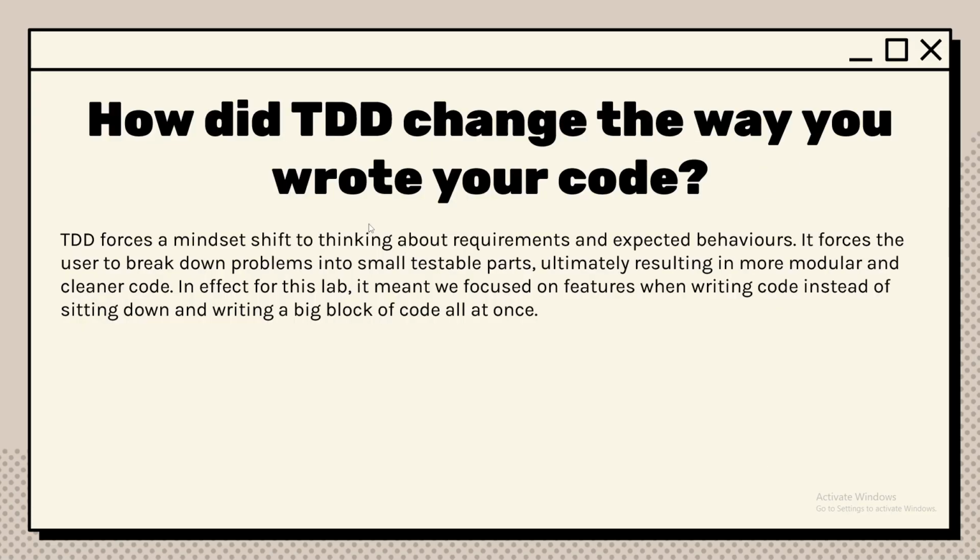You might be thinking, how did TDD change the way we wrote our code? TDD, or test-driven development, forces a mindset shift to thinking about requirements and expected behaviors. It forces the user of test-driven development, so the writer of code, to break down problems into small testable parts, like we did with the input integer stuff, ultimately resulting in more modular and cleaner code. In effect, for this lab, it meant we focused on features when writing code, instead of sitting down and writing a big block of code all at once.